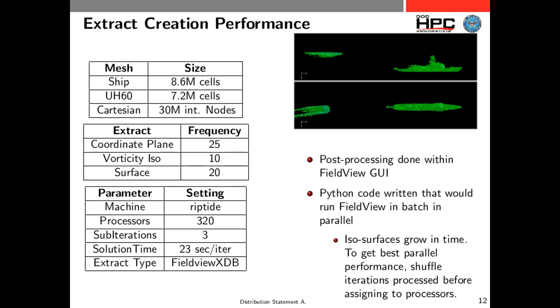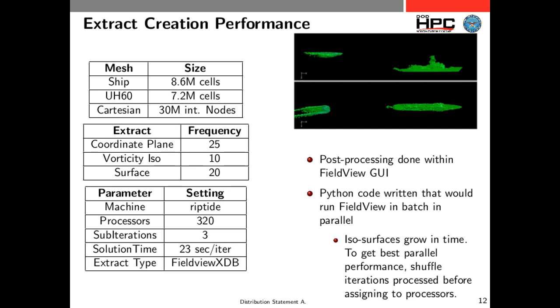In this case, we were dumping out a single coordinate plane down the center, vorticity ISO surfaces every 10 iterations, which is fairly frequent, and then dumping the surfaces out every 20. This was run on a machine called Riptide, on only 320 processors, and the compute time was about 23 seconds per iteration, so relatively reasonable. We were able to do the entire simulation in about 4 days or so.